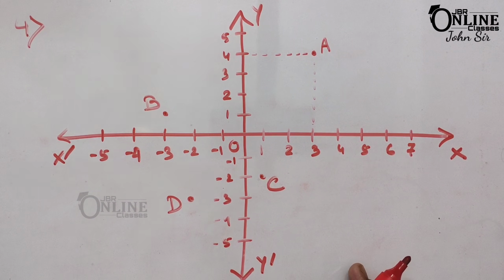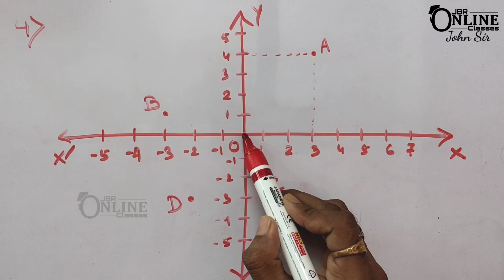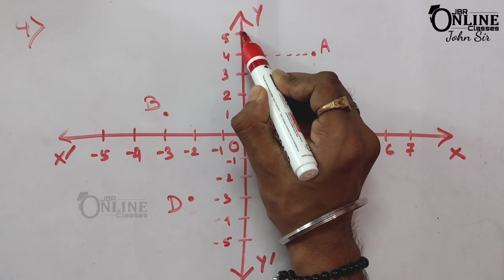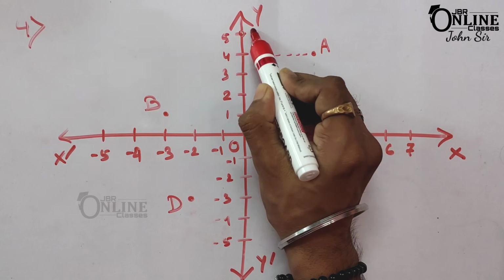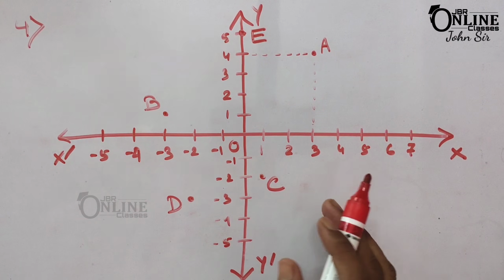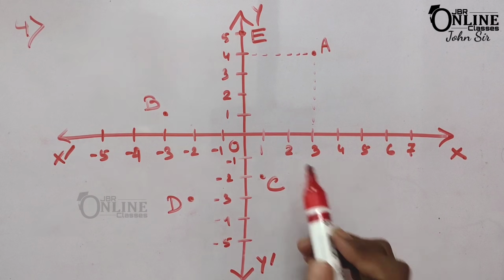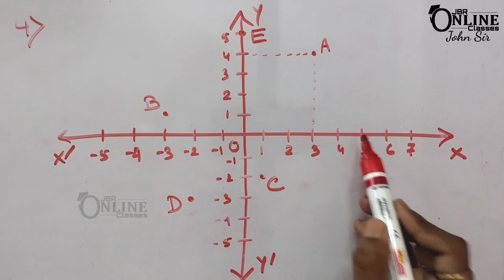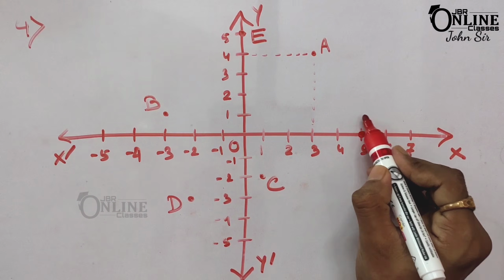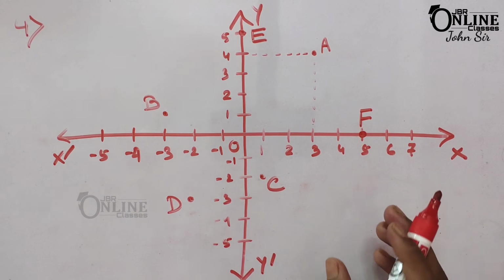Next 0, 5. Okay, 0 means here, and then 5 means here. So this is the point on the y-axis, that is E. Next 5, 0. So 1, 2, 3, 4, 5 on the x-axis, as here 0. So 5, 0 lies on the x-axis, that is F.